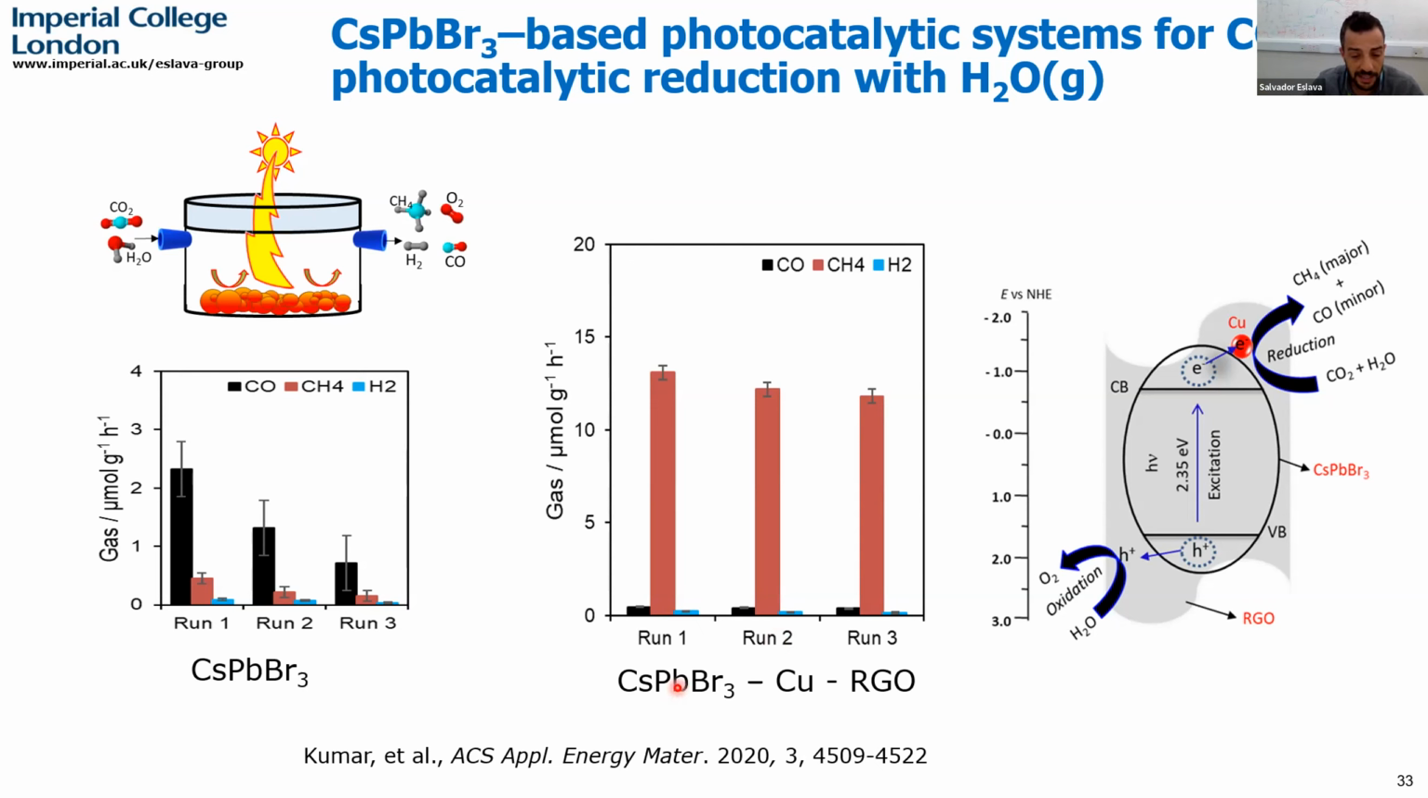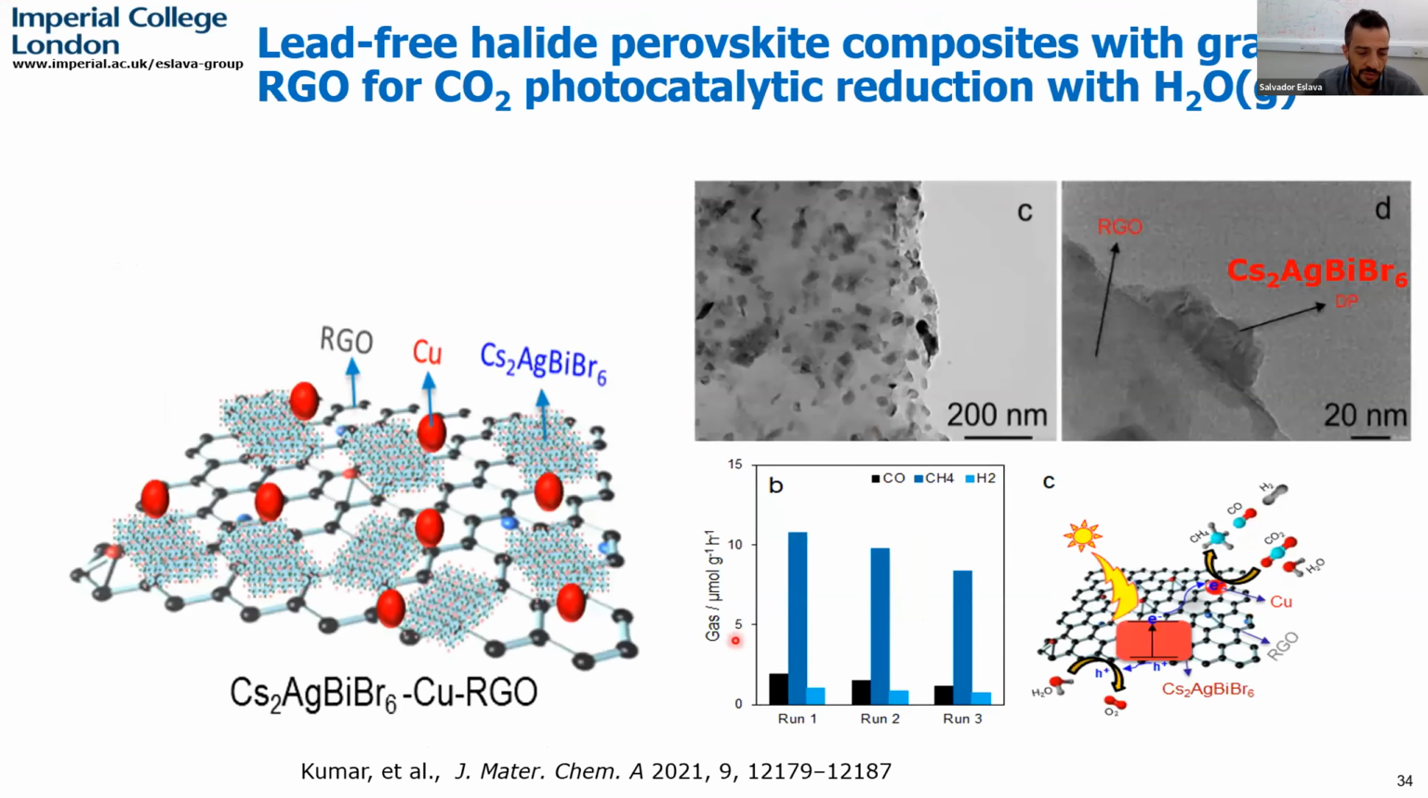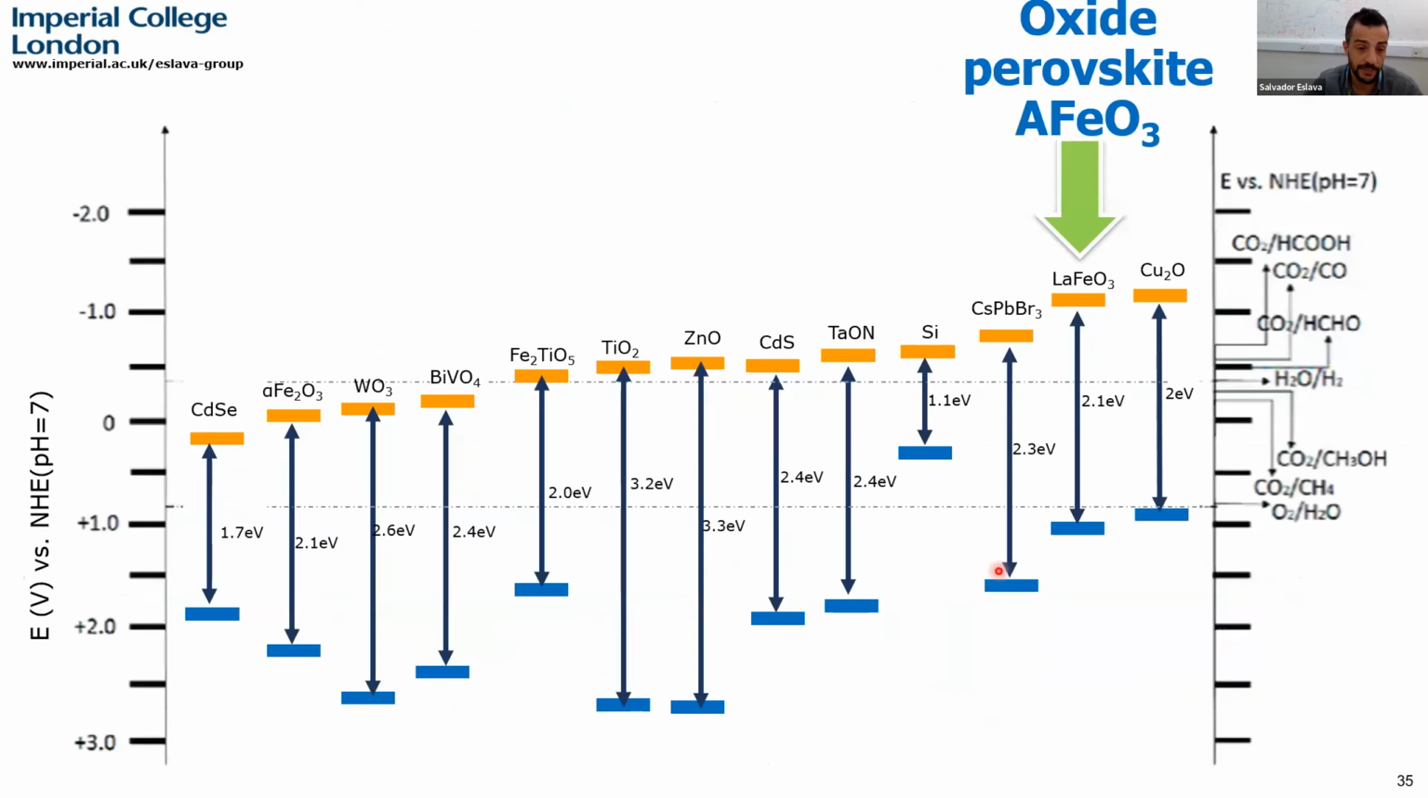The problem is that cesium lead bromide contains lead cations. So we studied the formation of a lead-free halide perovskite, in this case cesium silver bismuth bromide. Following the same approach with copper RGO and ball milling, we could form composites of perovskites, copper, and RGO. And they also obtained good photocatalysis and good stability.